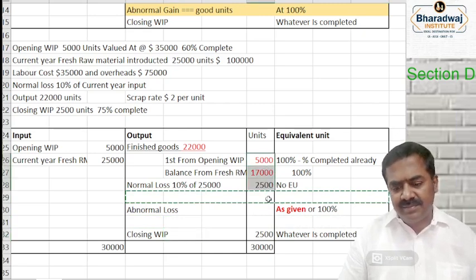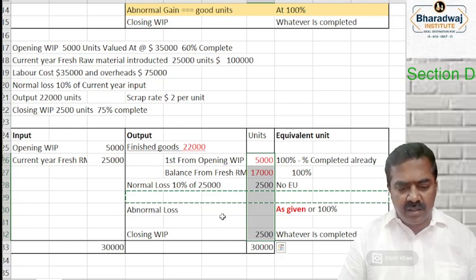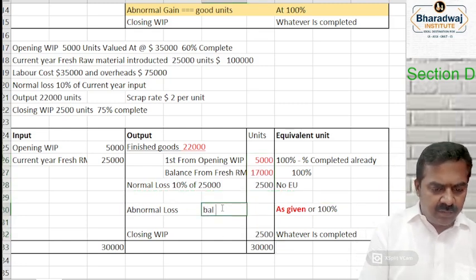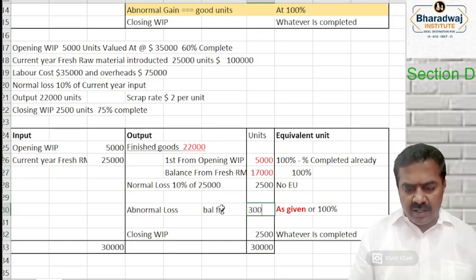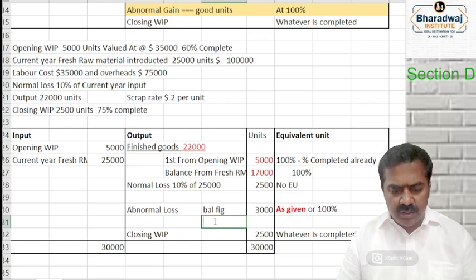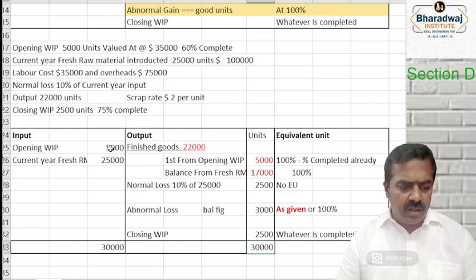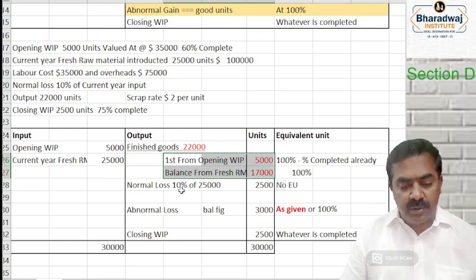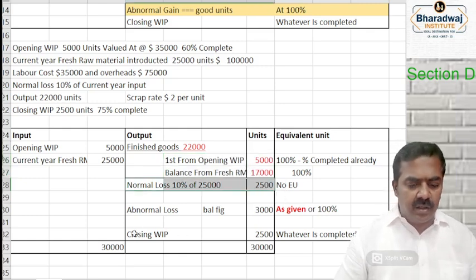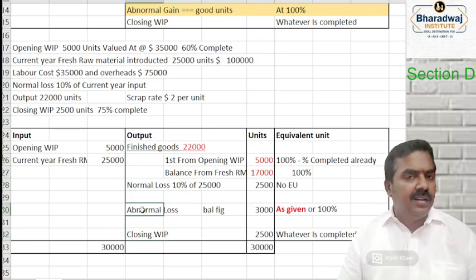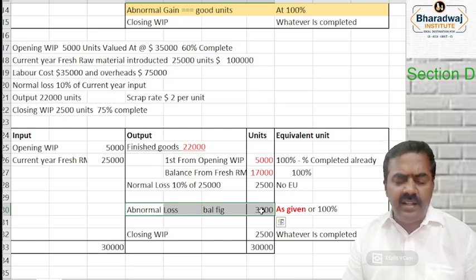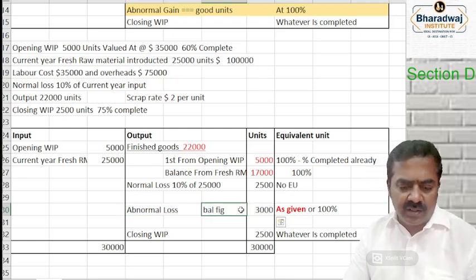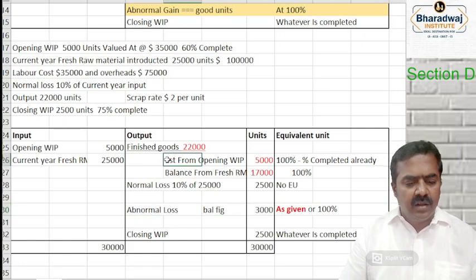22 plus 5, 27,000 தான் இருக்கு. Abnormal loss is a balancing figure. This 3,000 is a shortage. How, sir? 30,000 input. Output total should be 30,000 because finished goods 22,000, normal loss 2,500, closing WIP 2,500 should tally. If it is not tallying, it will be a balancing figure. That is shortage 3,000.